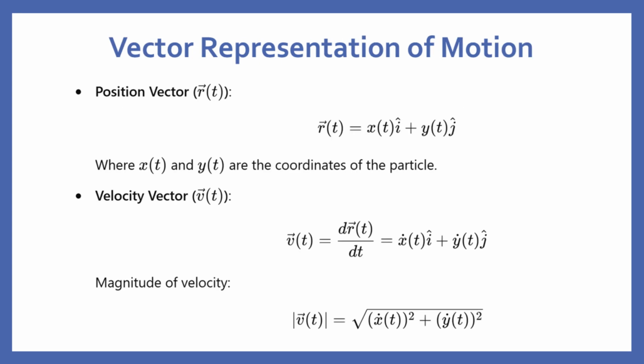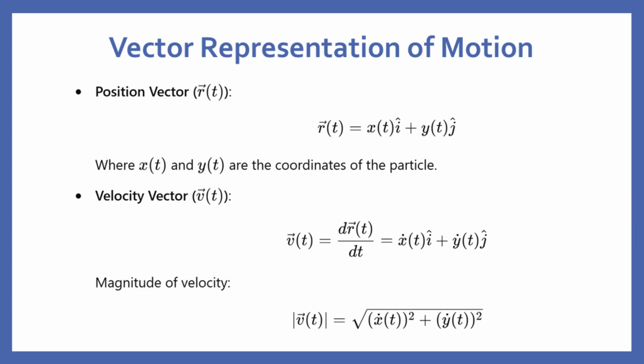This slide explains the vector representation of a particle's motion. It includes the position vector, denoted as r(t), which is the particle's position at time t. The position vector is expressed as the sum of x(t) times the unit vector i and y(t) times the unit vector j.